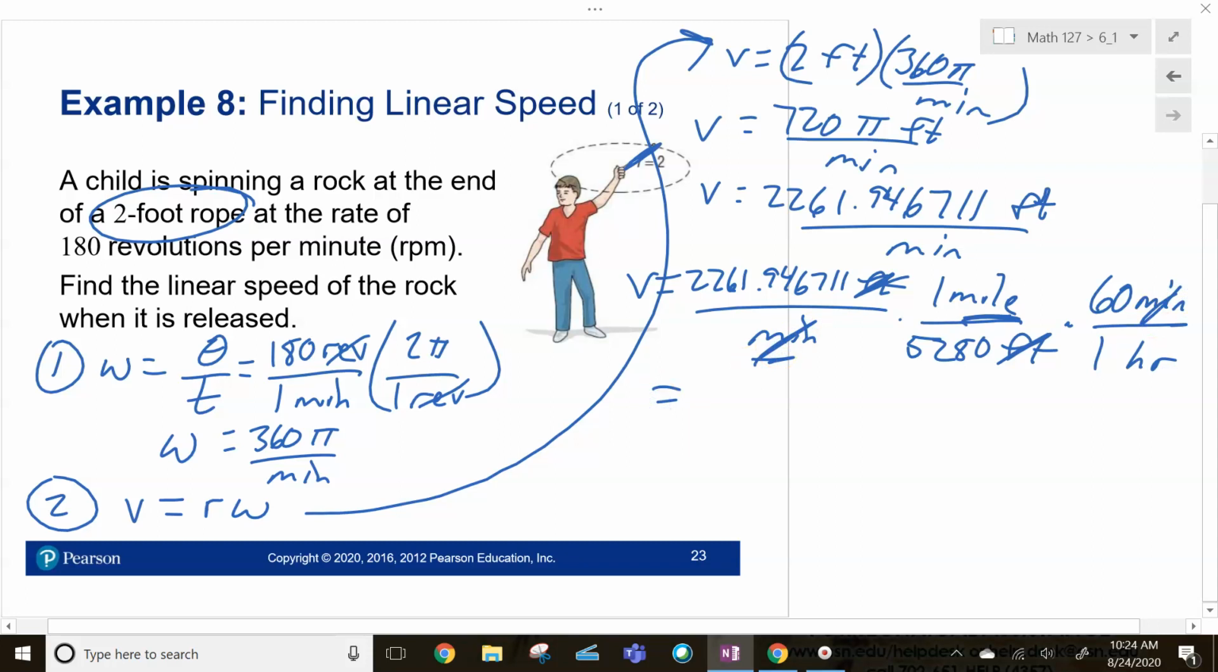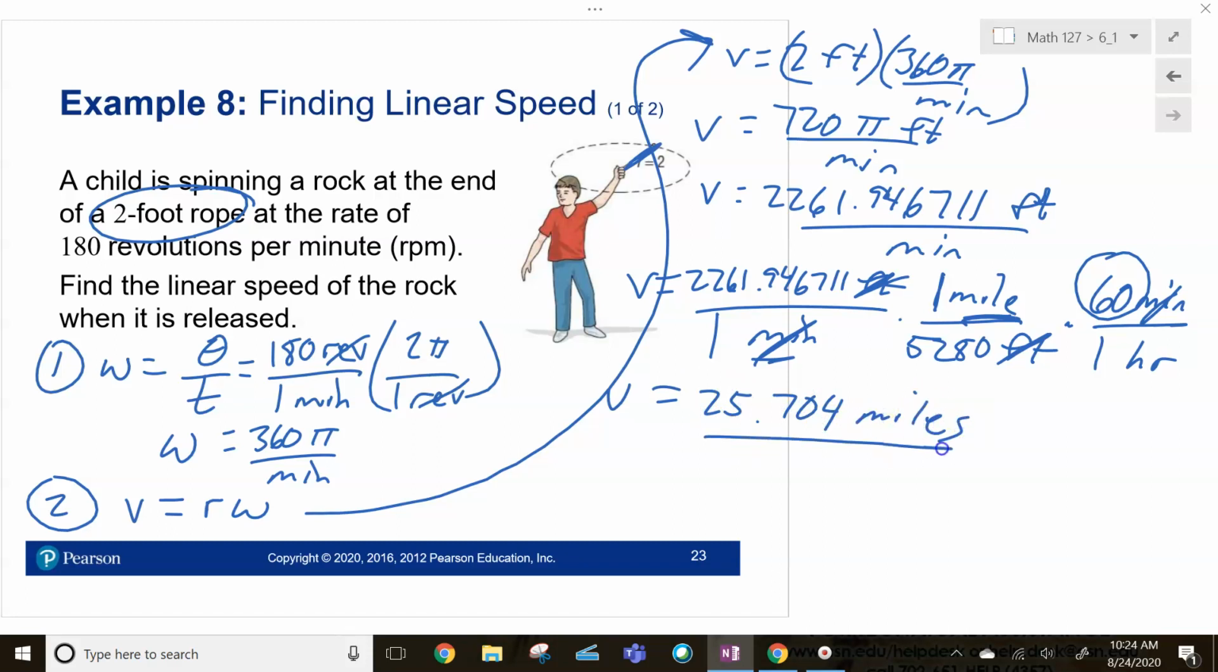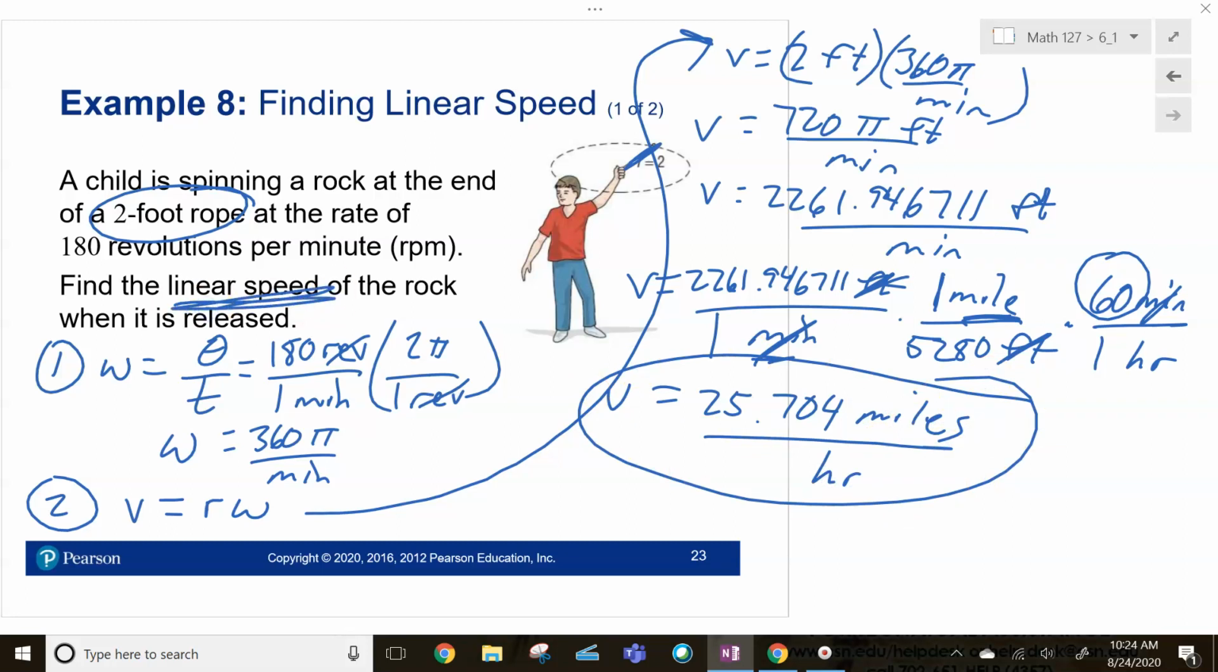So I have 2261.946711 times the 60, divided by, on the bottom, 5,280. So I just divide the whole thing by 5,280. And I get approximately 25.704 miles per hour, given that initial angular speed. Now I have my linear speed and I put it in miles per hour.